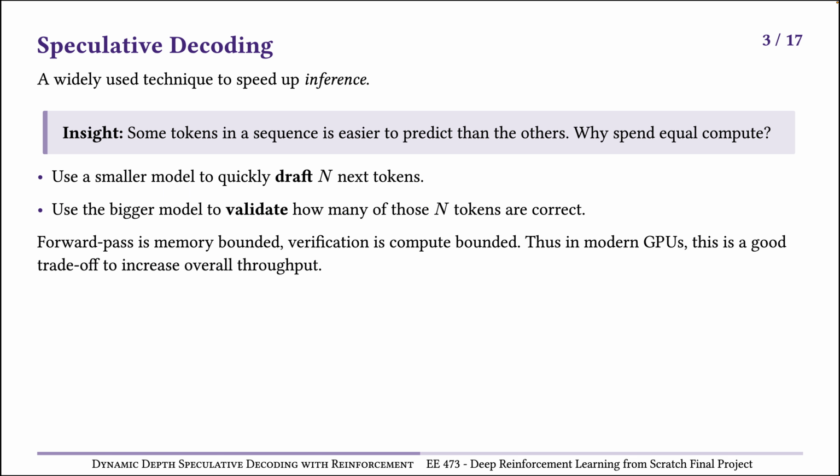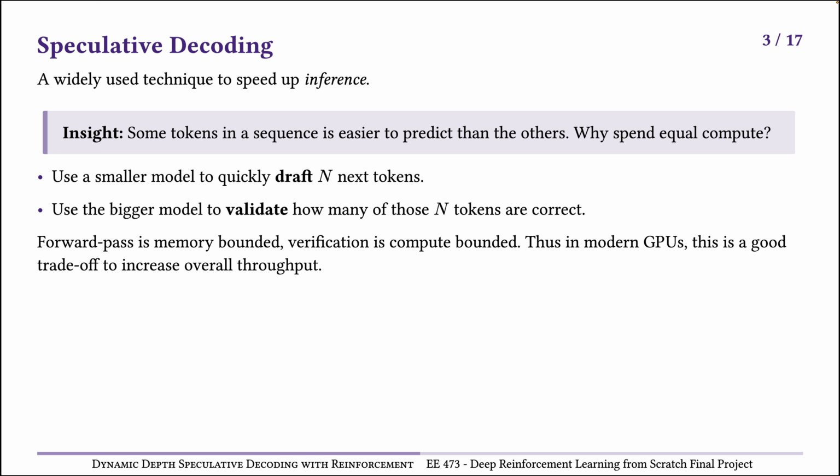A widely used technique to speed up inference is speculative decoding. The insight behind speculative decoding is that some or even most tokens in a sequence are easy to predict, such as conjunctions, articles, prepositions, or even certain keywords in the generated code syntax. Also, LLM responses might include repeated patterns from previous messages, which is also easy to predict. Thus, we can use a smaller model to predict those easier tokens and spend less compute and increase our throughput.